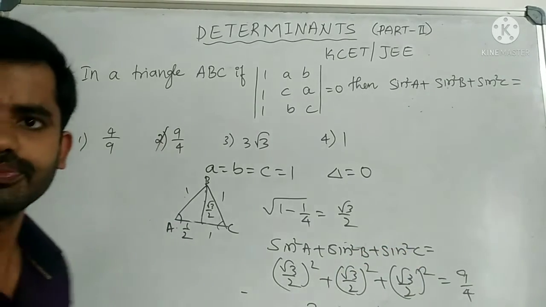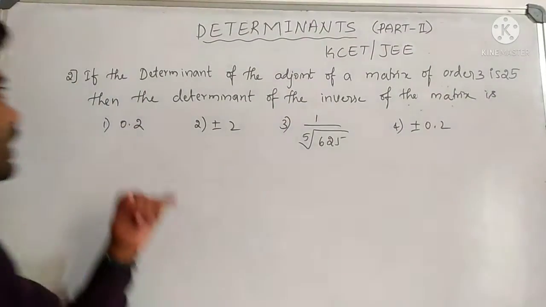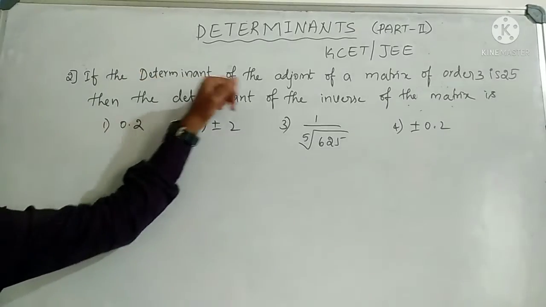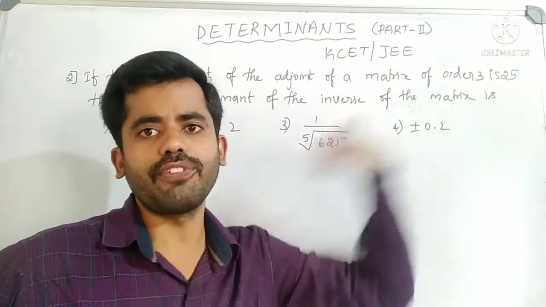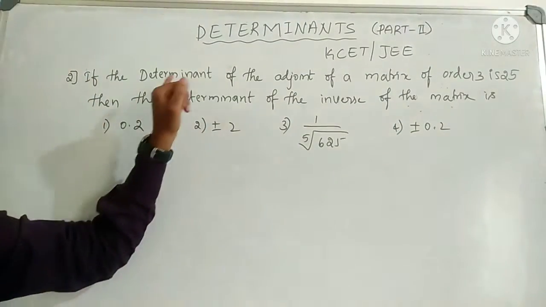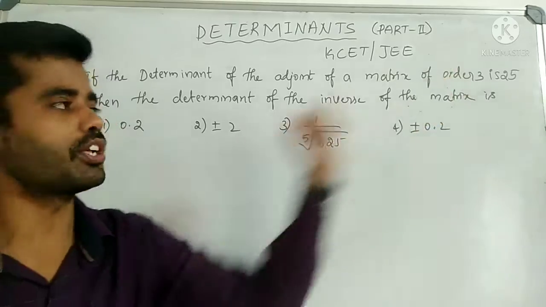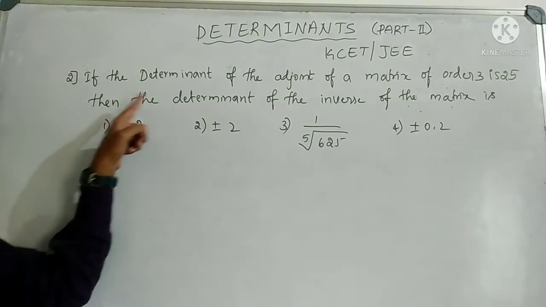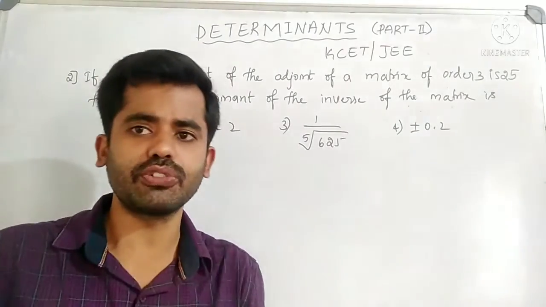Next, the second one. If the determinant of the adjoint of a matrix of order 3 is 25, then what is the determinant of the inverse of the matrix? We should find the determinant of the inverse.